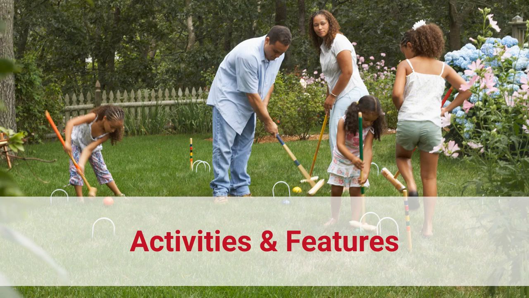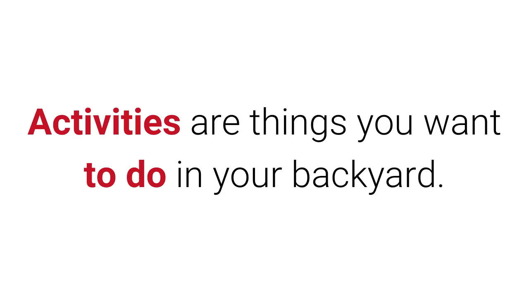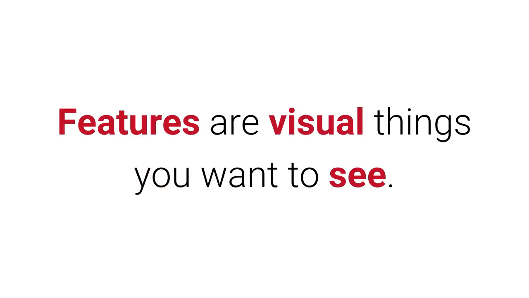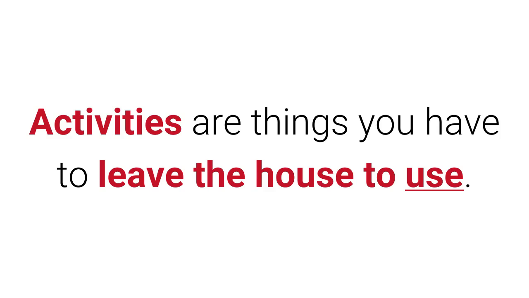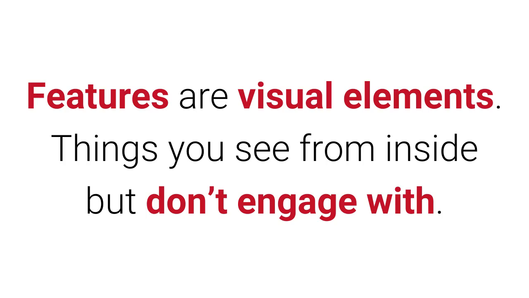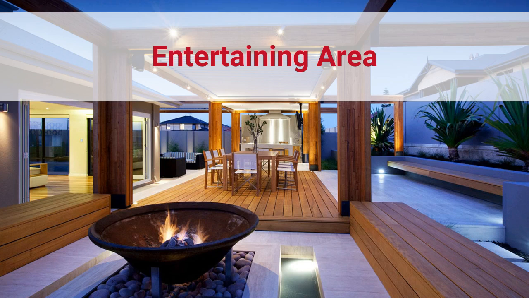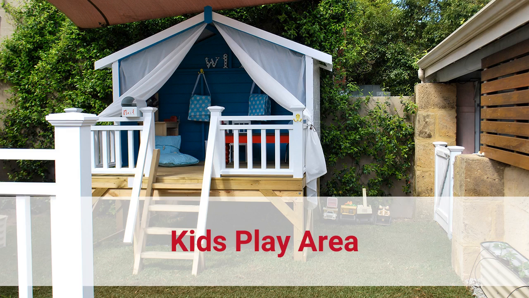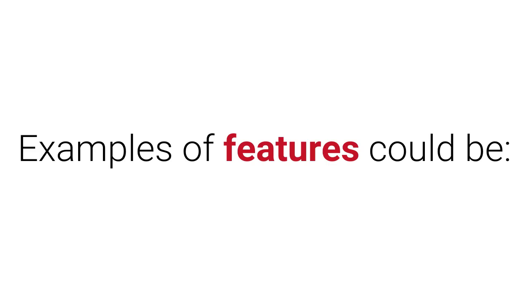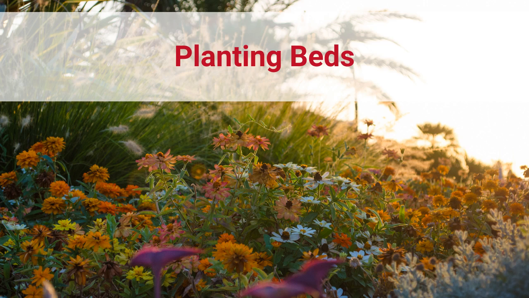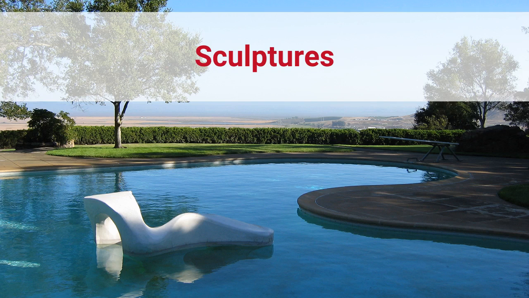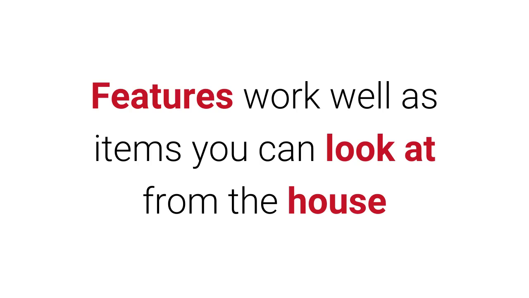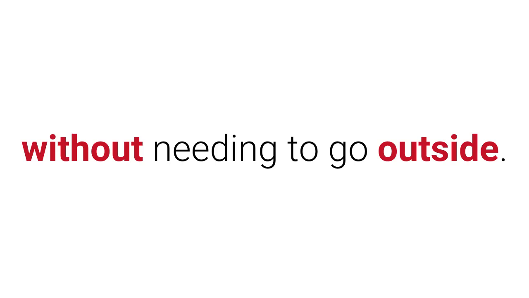Activities and features. Activities are things you want to do in your backyard, whereas features are visual things you want to see. Activities are things you have to leave the house to use, while features are visual elements, things you see from inside but don't engage with. Examples of activities could be an entertaining area, a barbecue or dining area, a hammock, a kids' play area, or a vegetable garden. Examples of features could be feature trees, planting beds, sculptures, or water features. Features work well as items you can look at from the house without needing to go outside.